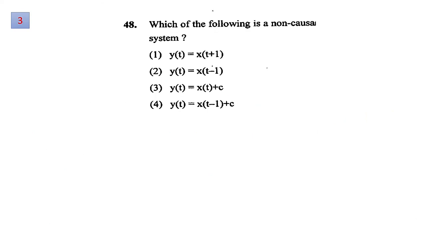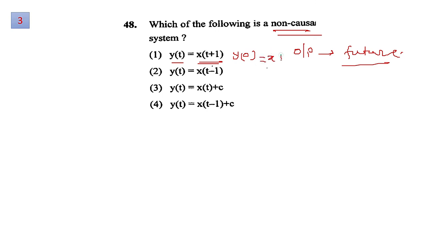Next, question number 3. Which of the following is a non-causal system? By non-causal system, we mean that the output depends on the future value of the input applied. If you observe option number 1, this output y of t depends on a future value, because to find the output at, say, t equals 0, it will depend on the future time instant t equals 1. So the first option is correct. The others depend on the past value, the present, and again the past. So all these three are causal, and option 1 is the non-causal one.